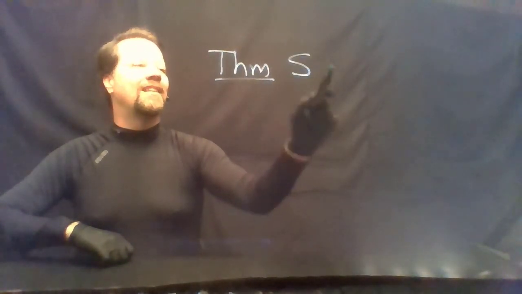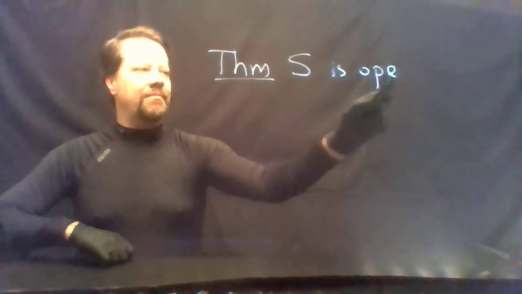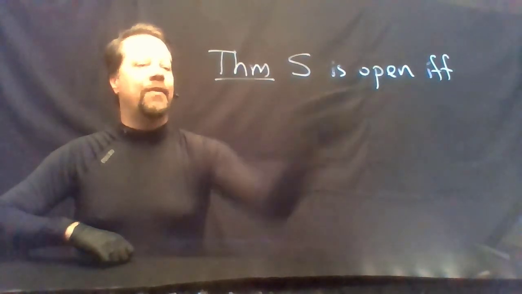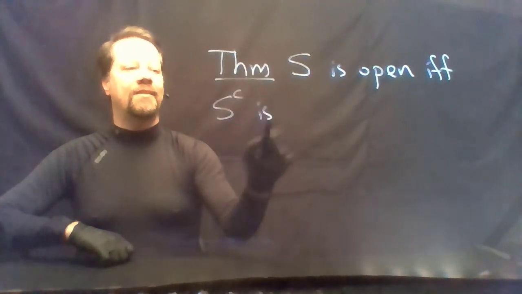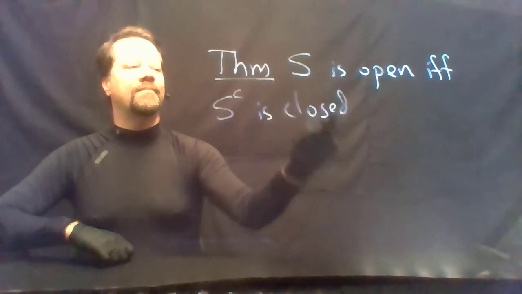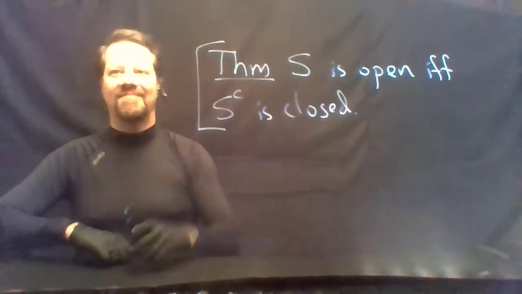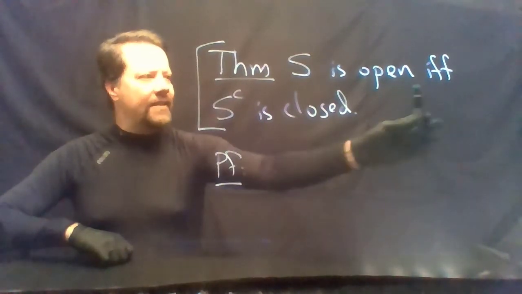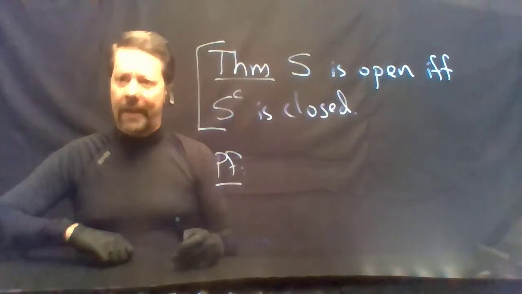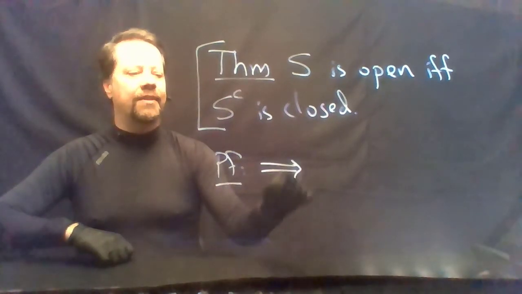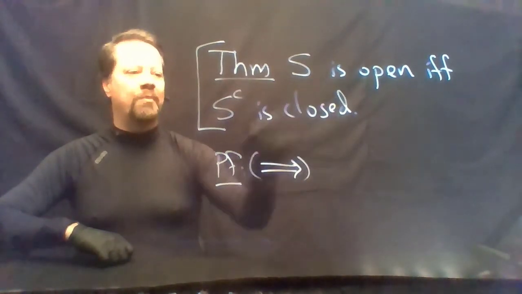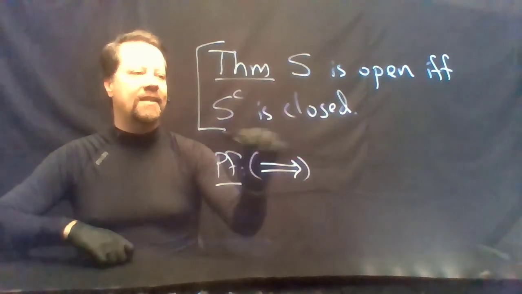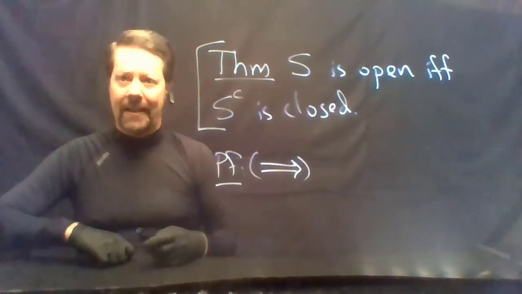You may have seen the following theorem coming along. S is open if and only if S complement is closed. Proof. This is an if and only if statement. We have to prove this in both directions. Both S open implies S complement is closed, and S complement is closed implies S is open.